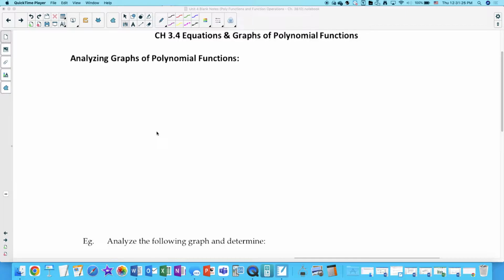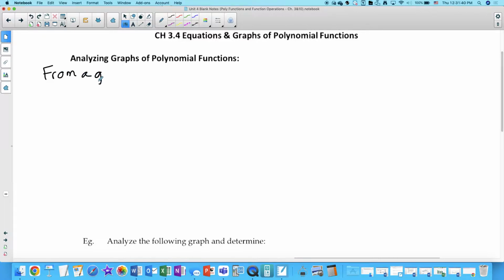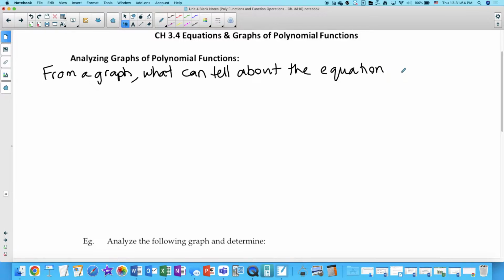Okay? All right, so what are some of the things that we might know about the equation of a polynomial function from its graph? Let's say we have a graph. What can we tell about the equation of the function? Okay, so we're thinking of any polynomial function. We have a graph of it. What are some of the properties that we would be able to tell?